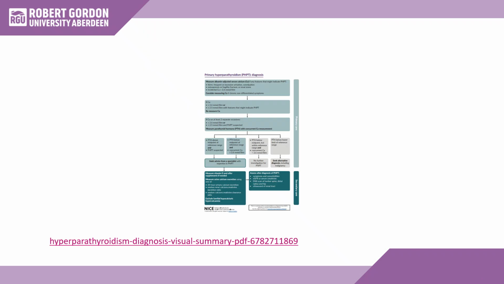So I thought I'd include here a visual summary from NICE of the primary hyperparathyroidism diagnosis. I'll also attach this on the lesson for you to have a read. It's a really good schematic representation of the measuring of the albumin-adjusted serum calcium, and then what happens depending on the levels, what the numbers are, what should be done next, and what kind of diagnostic pathway is followed. And this is from the NICE guideline for primary hyperparathyroidism.